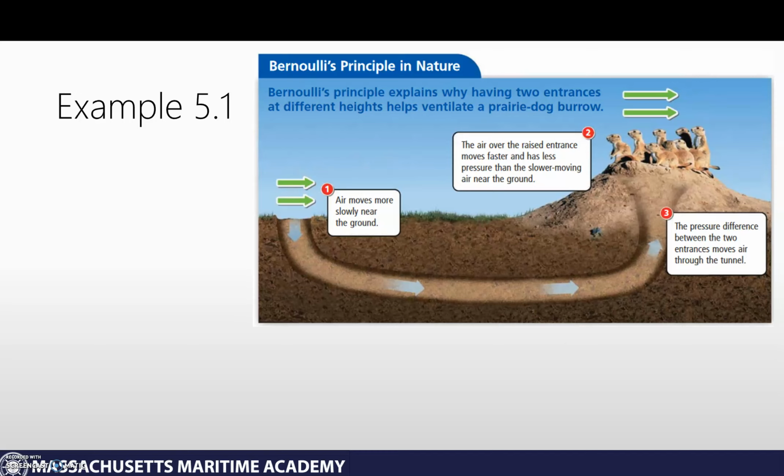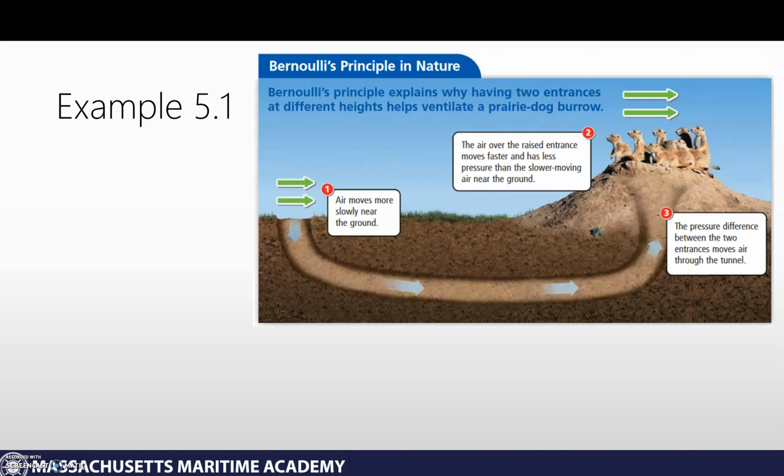But prairie dog mounds actually have a natural air exchanger put into them because they have the hill raised at one side, and that causes a pressure difference that causes fluid to move through the hill, or excuse me, through the tunnel. So let's take a look at this one.